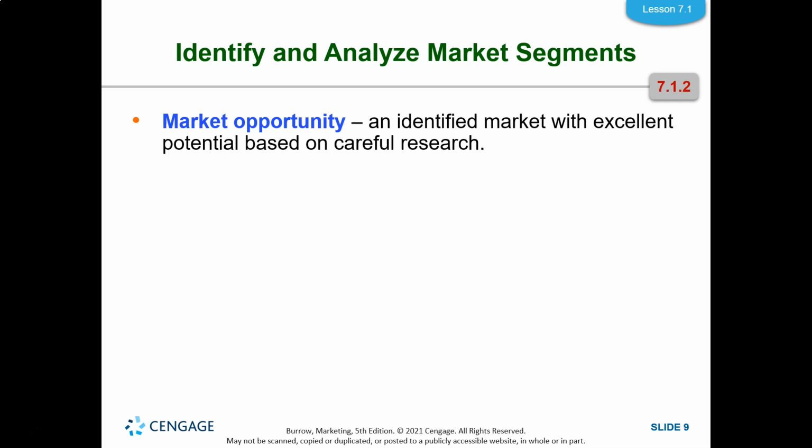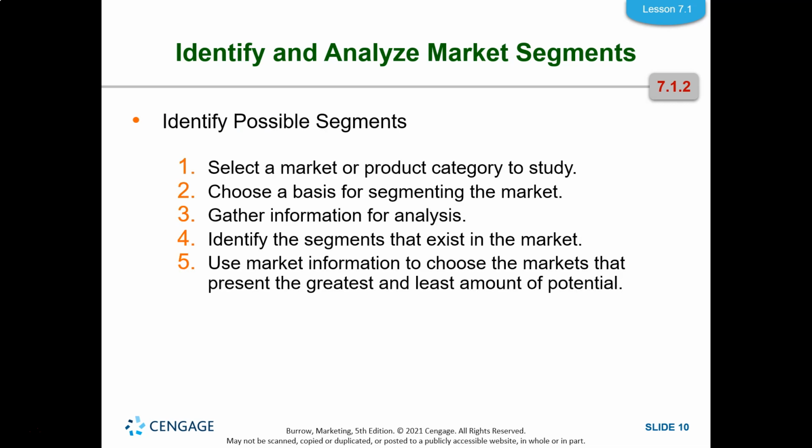So another key vocabulary term is market opportunity. It's an identified market with excellent potential based on careful research. Identifying possible segments: number one, you would select a market or product category to study. Number two, you would choose a basis for segmenting the market. Number three, you would gather information for analysis.